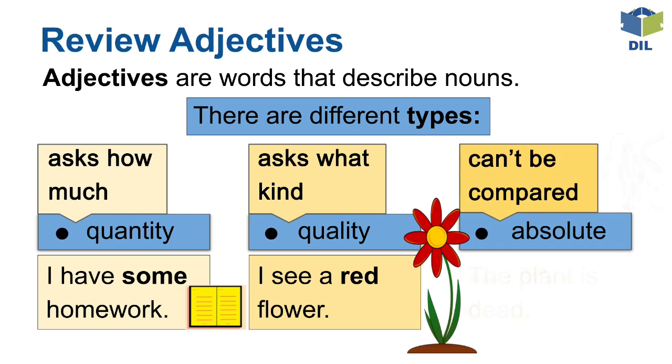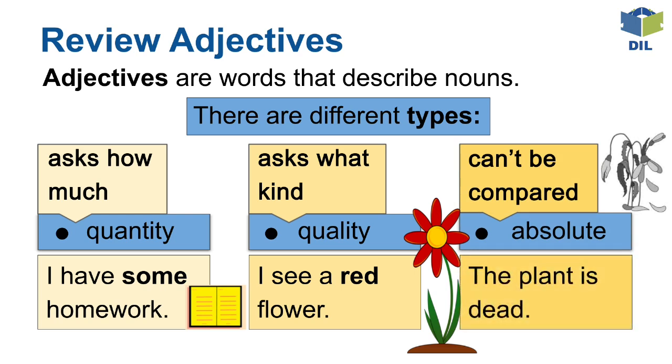Lastly, absolute adjectives are adjectives that can't be compared. For example, the plant is dead. You cannot say more dead or less dead. Therefore, the adjective dead cannot be compared.